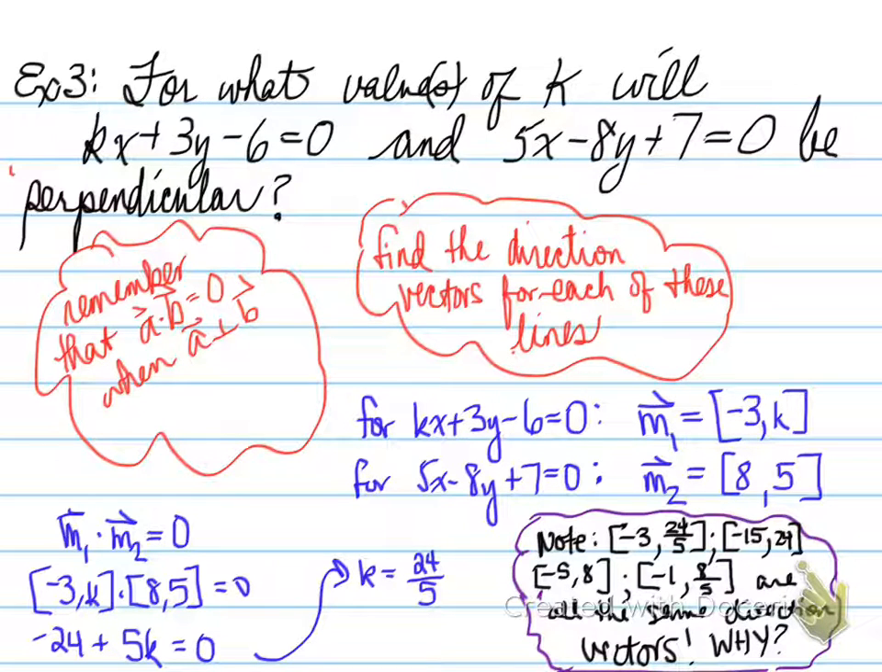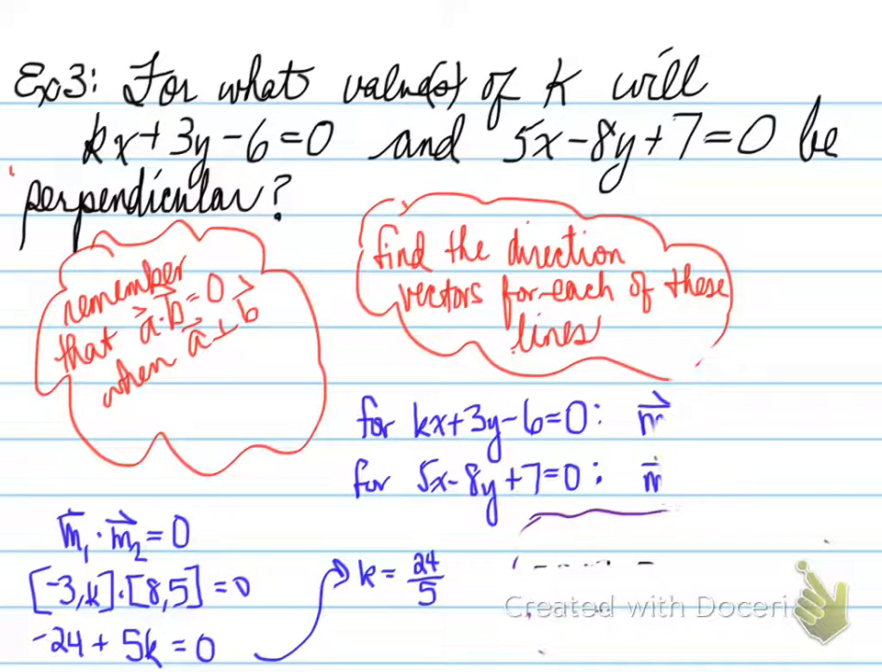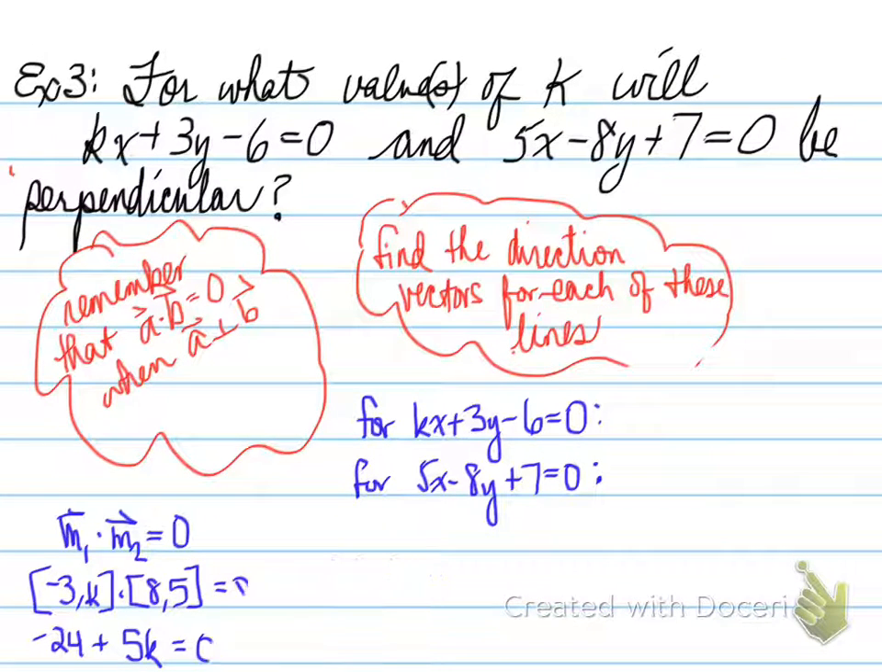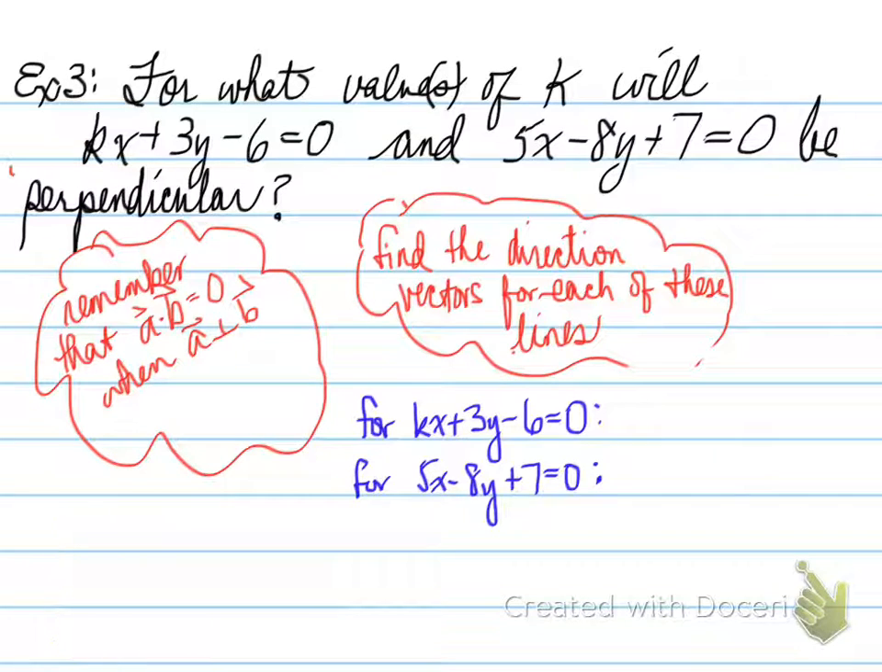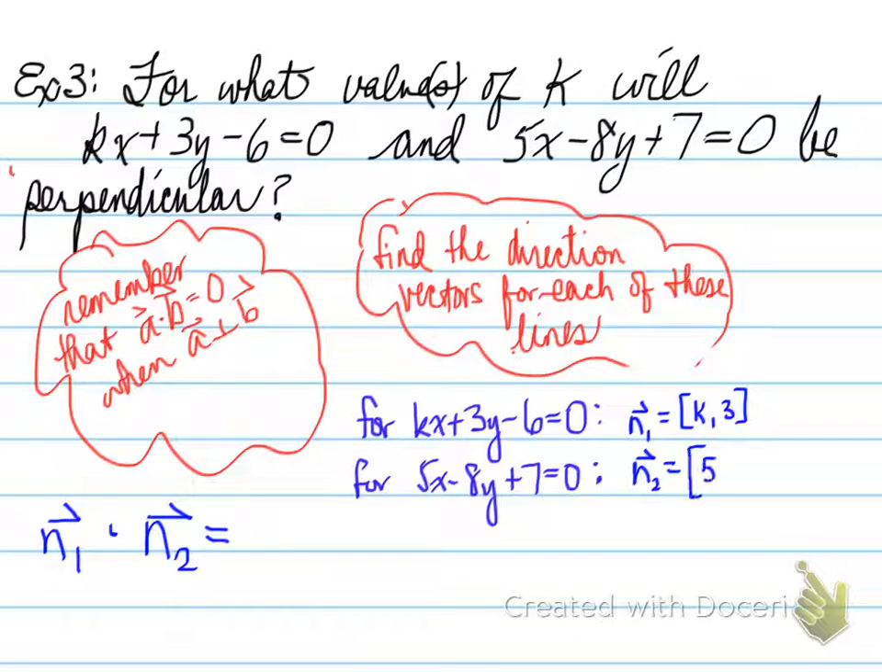Okay, so looking at this, we're going to use the normal vectors. So I'm going to erase all of this right now. And we're going to try and use the normal vectors for this, okay? So how we're going to do this is take the dot product of the normals. To do that, we need to find the normals. So the first normal is (k, 3). The second normal is (5, -8). We set the dot product equal to 0.